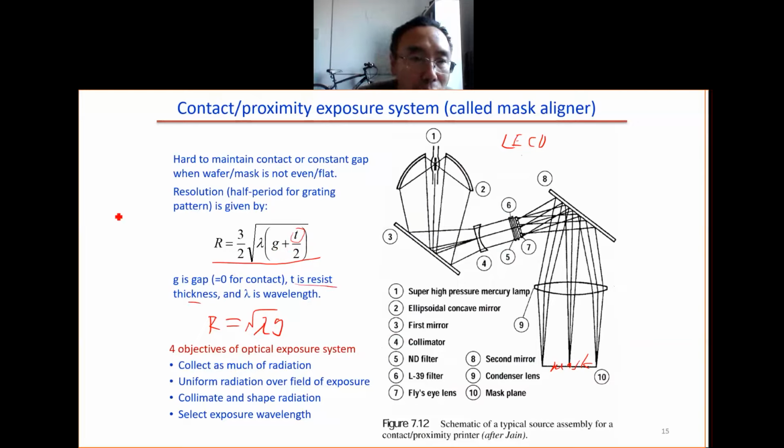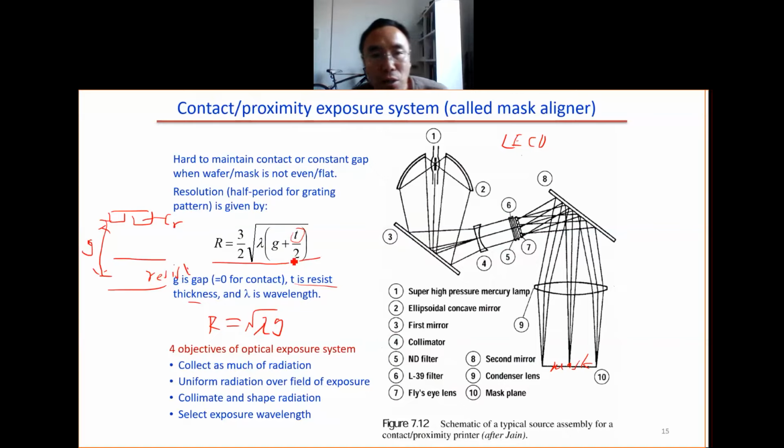Effectively, here is the chrome mask. This is the chrome part. Here is the wafer, here is the resist. The gap G plus T/2 is the distance from the chrome mask to the middle of the resist thickness. This also makes sense. Now this is the resolution for the proximity exposure systems. This is used for research. In this university, we have maybe 5 to 10 lithography systems like this.